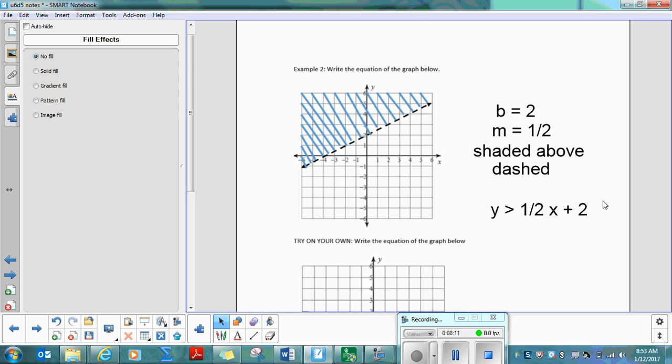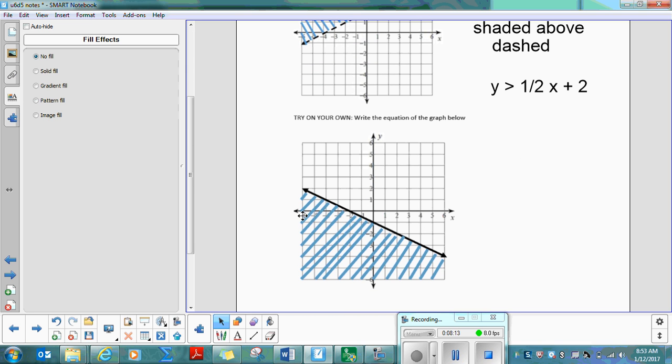Okay? So now you're going to try this one on your own. Shaded below, it's solid, all that fun stuff. So figure that out, pause the video. When you come back, I will have an answer for you. Okay, so you should have gotten y is less than or equal to negative 1/2 x minus 1. Okay?